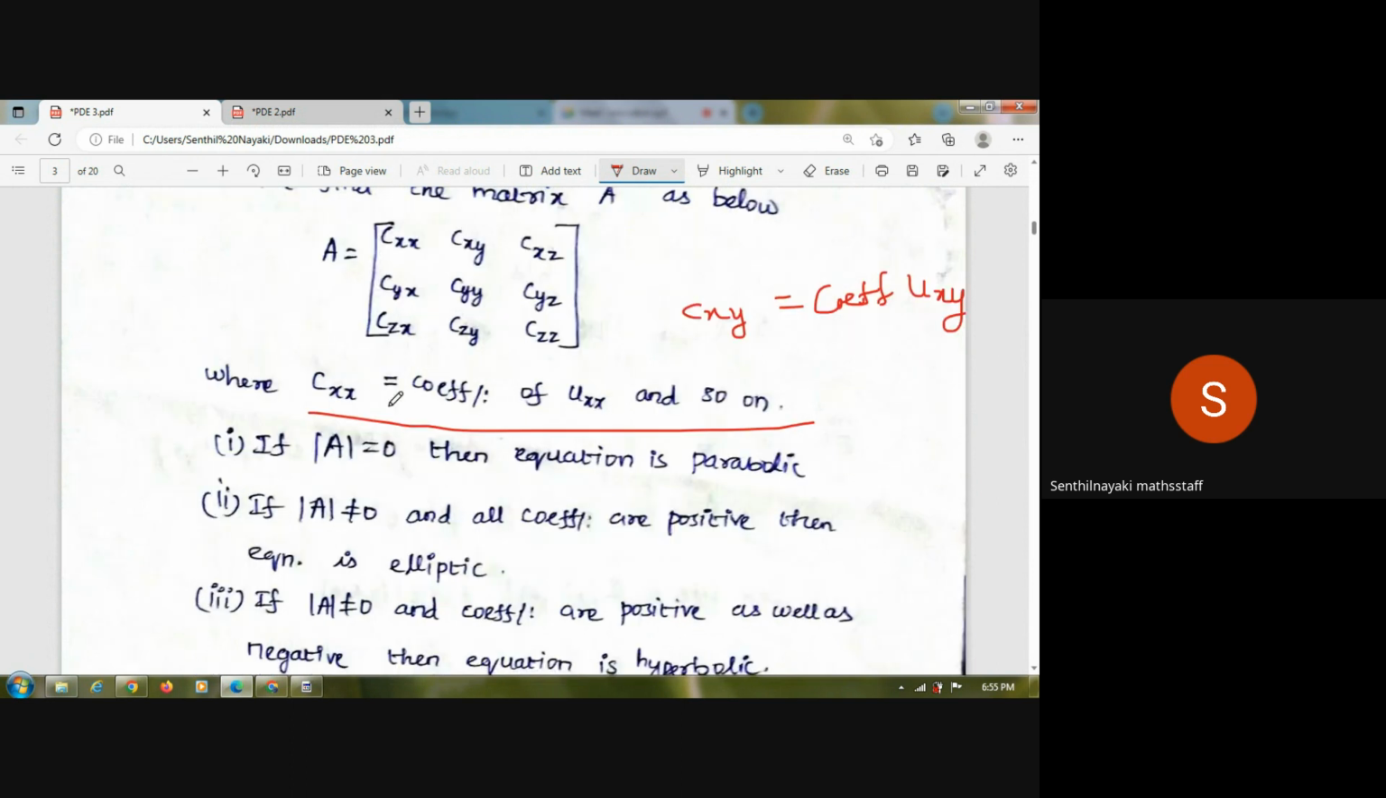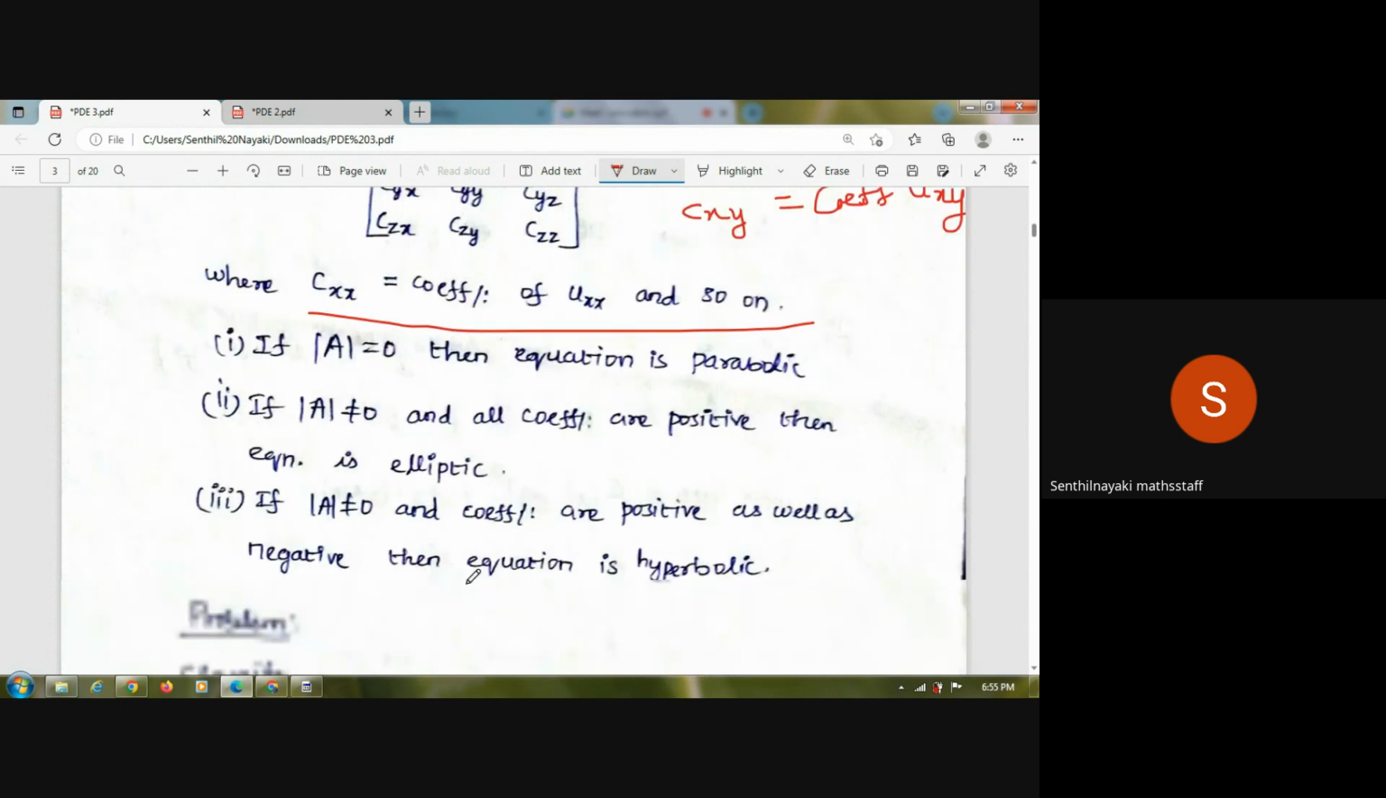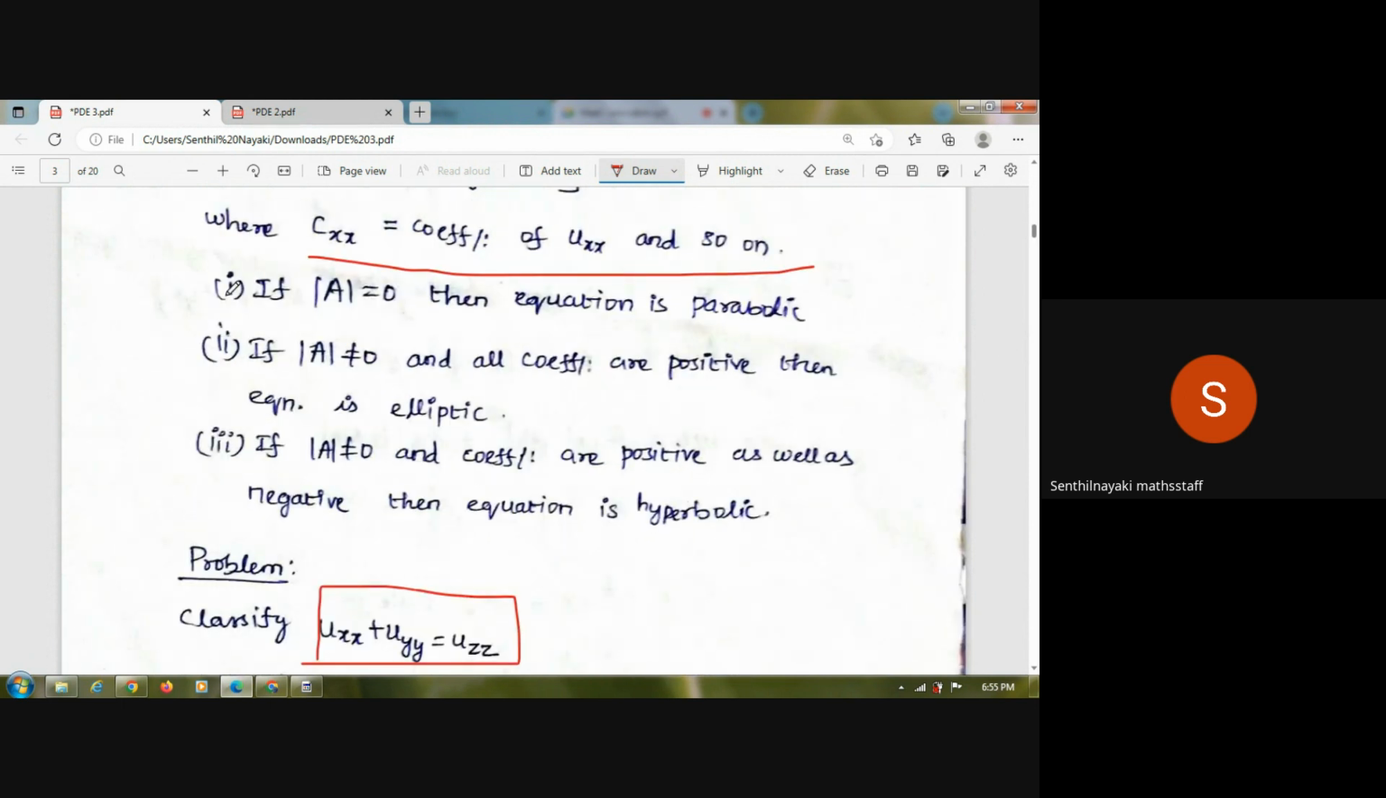So Cxx, and Cyx means the coefficient of uyx. So Cxy and Cyx, these two are the same. So if you enter this entry, then you can also enter this entry. Okay, let us check the result. If the determinant value is equal to 0, then the equation is parabolic. So if the determinant value is equal to 0, then the given PDE is parabolic.